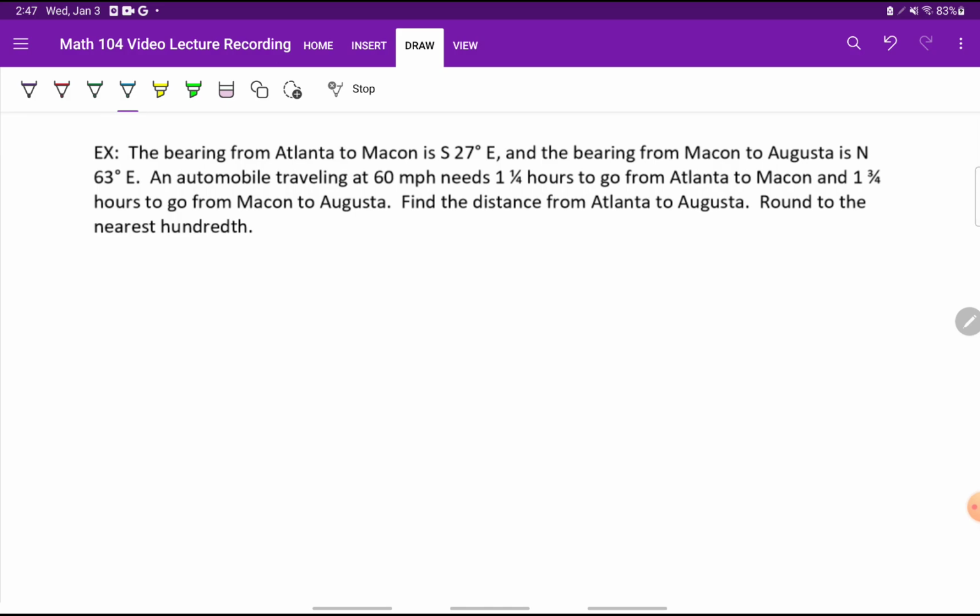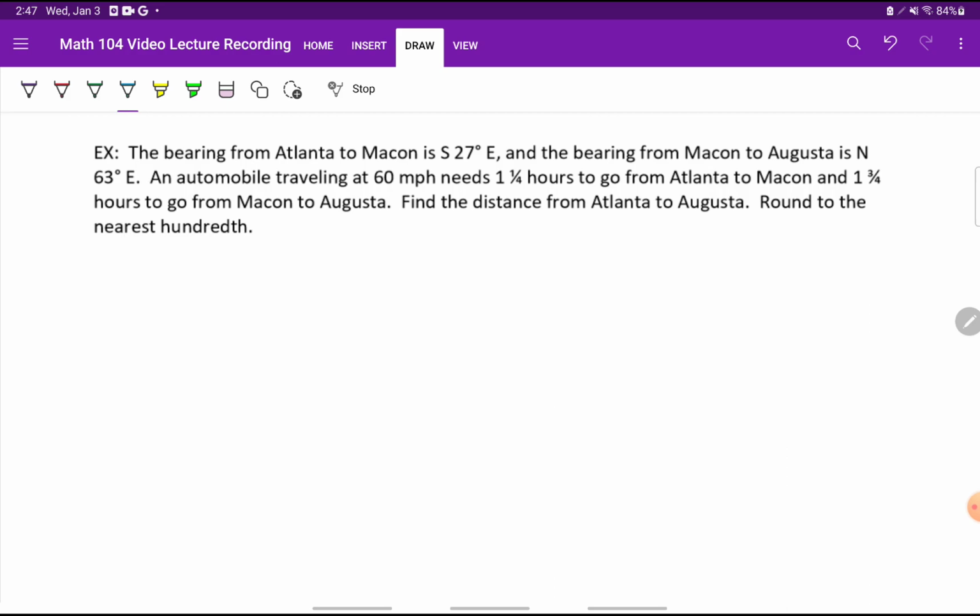The bearing from Atlanta to Macon is south 27 degrees east, and the bearing from Macon to Augusta is north 63 degrees east. An automobile traveling at 60 miles per hour needs 1¼ hours to go from Atlanta to Macon and 1¾ hours to go from Macon to Augusta. Find the distance from Atlanta to Augusta. We'll round to the nearest hundredth.